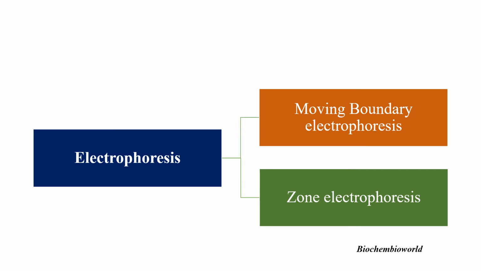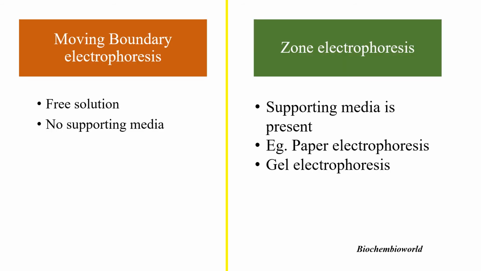Basically, electrophoresis is of two types: moving boundary electrophoresis and zone electrophoresis, where moving boundary electrophoresis is also termed free electrophoresis. What is the difference between these two types of electrophoresis? Basically, there is one difference, that is moving boundary electrophoresis has no supporting media. It occurs in a free solution, whereas in zone electrophoresis we are using a supporting media, that can be paper or a gel, and gel electrophoresis is used very frequently nowadays.